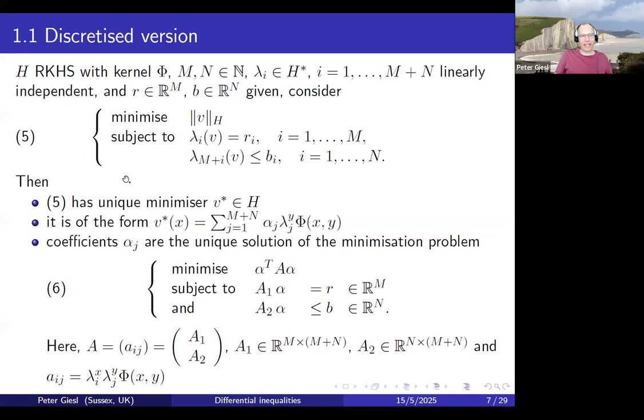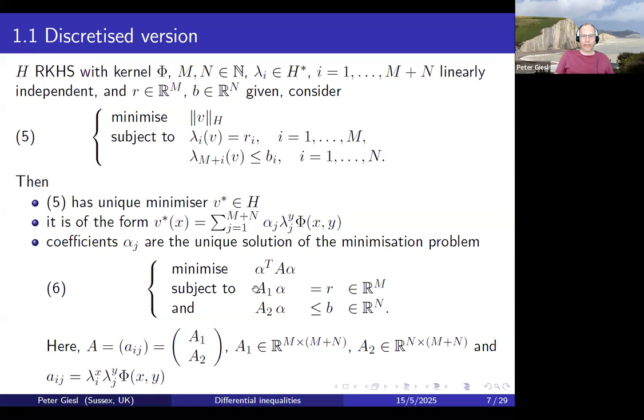So the first statement is this problem has a unique minimizer, and we are able to write down what it looks like. It has exactly the same form as in the previous case. So we sum up over all these functions with some alphas. We sum up over all the points. Remember, the first m points are connected to the equality conditions, and the following n points are connected to the inequality conditions.